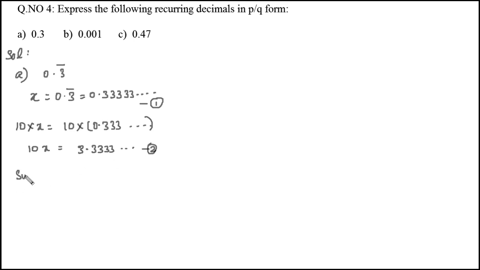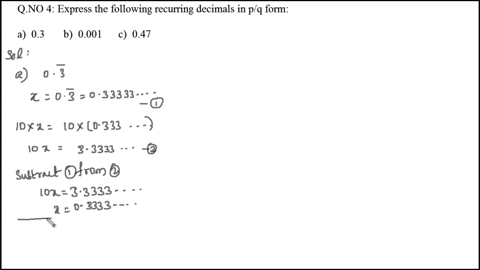Now subtract 1 from 2, that is 10x is equal to 3.3333 and so on, and x is equal to 0.3333 and so on. Once you subtract on both sides, it will be 9x is equal to 3, and the decimal part will all terminate to 0. So x will be equal to 3 divided by 9, that will be equal to 1 by 3. So this is the p by q form of the given recurring decimal.